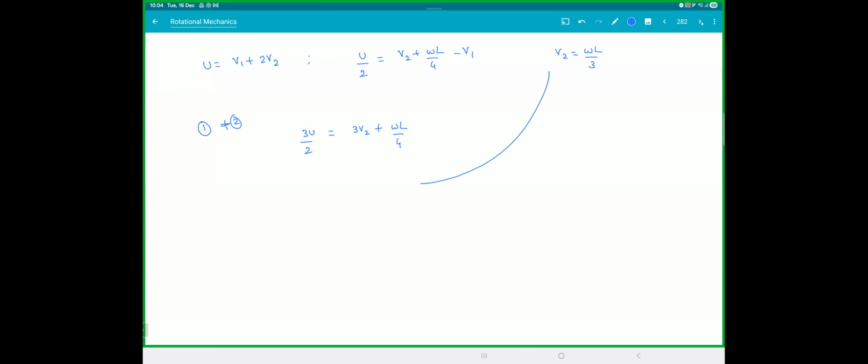Take V2 from here and put it here. This will be 3u by 2 is equal to omega L plus omega L by 4, that is 5 omega L by 4. Omega will be 6u by 5L. If I got omega, then I'll get V2, which is omega L by 3, which is 2u by 5. If I got V2, I'll get V1 from here. That will be U by 5. Clear?